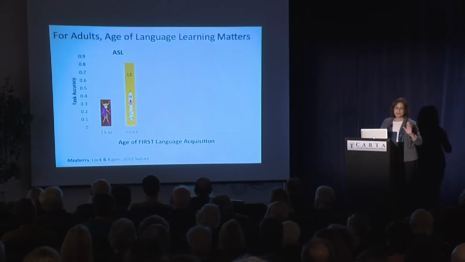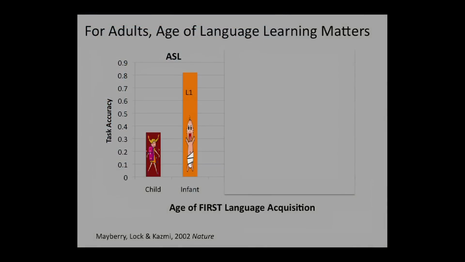And we were quite struck by our findings. What you see here is that deaf people who learned ASL from birth, from their parents, performed very, very well on this task. In contrast, deaf adults who had been signing for over 20 years performed at chance. So they had great difficulty understanding some of these basic sentences in ASL.